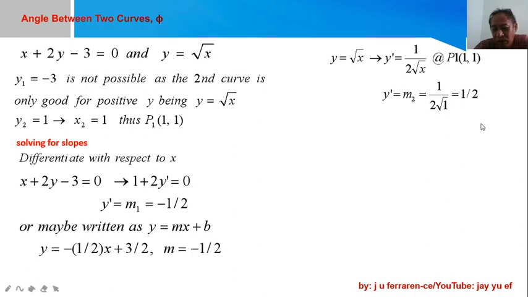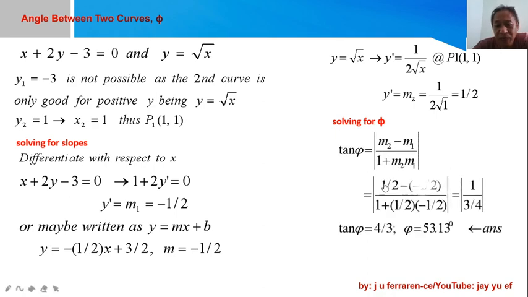Now, after knowing all the values of the slope, you are ready to use the formula in order to solve for the angle between them. By formula, the tangent of the angle between them is equal to the absolute value of a ratio where the numerator is the difference of the two slopes, m2 minus m1, over 1 plus m2 times m1.